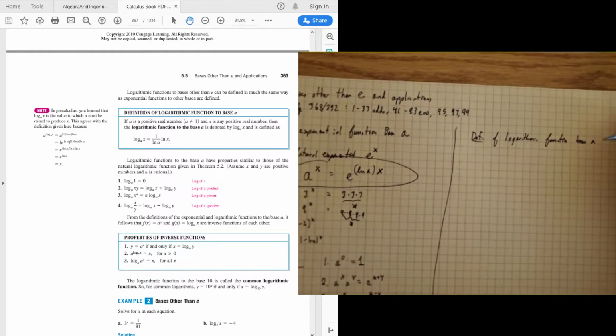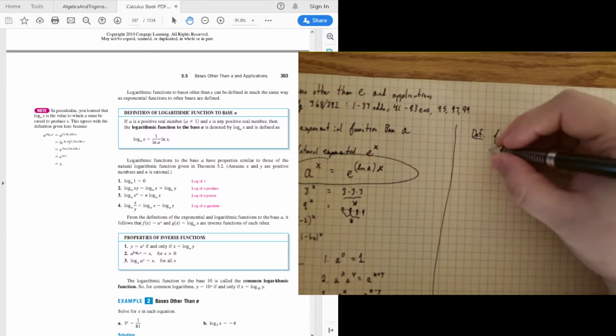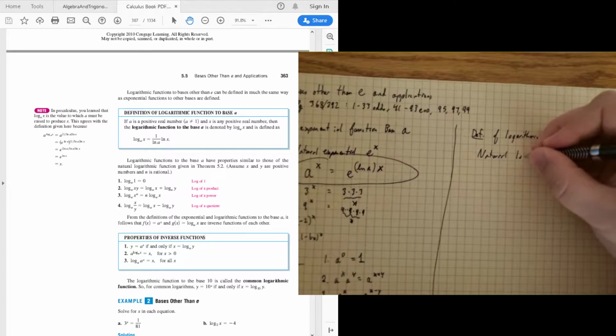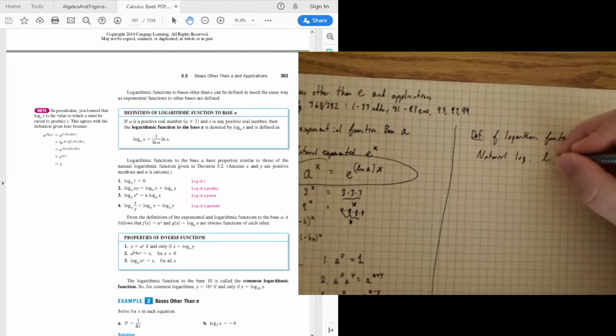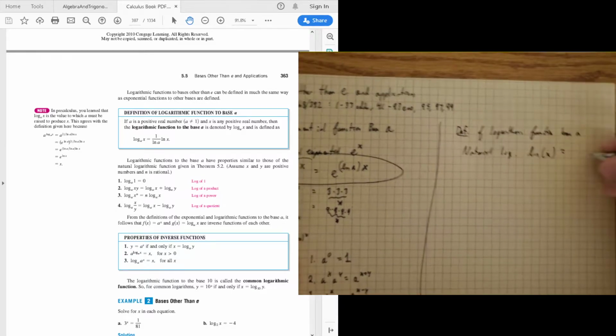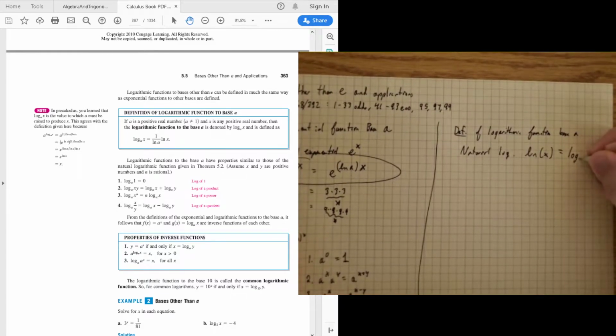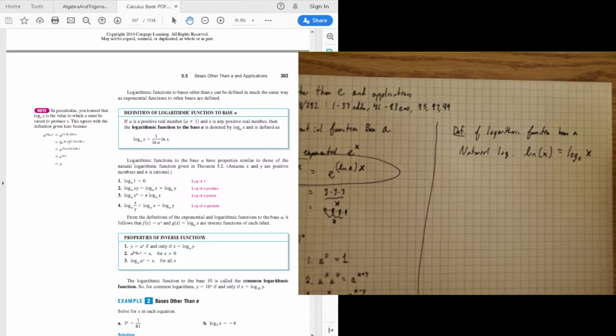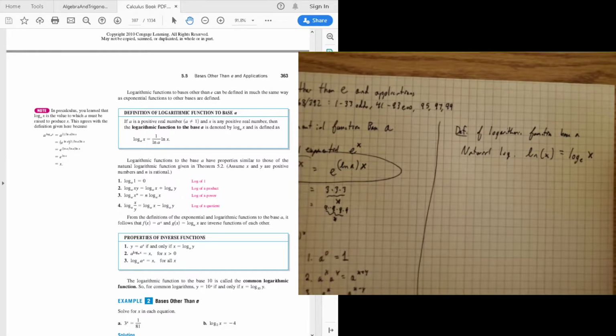Now, we've talked about the natural log. Remember, the natural log was ln of x. But really, this is just log base e of x, the natural logarithmic function. Now, these logs, just like with any of these other functions, are going to have specific properties.